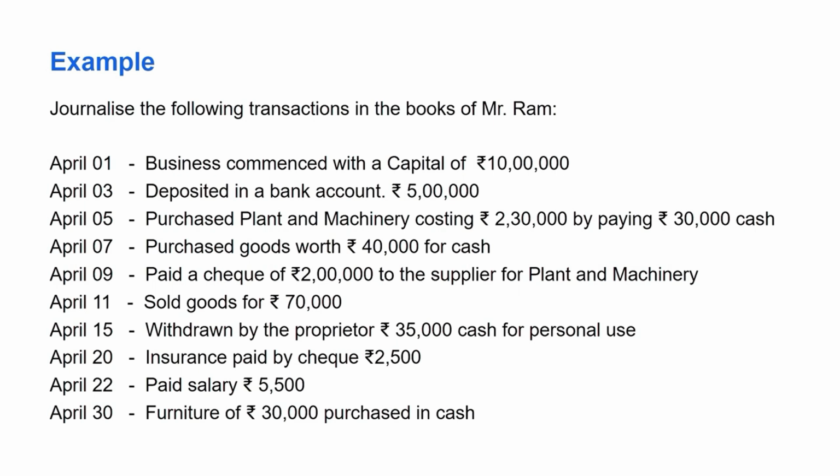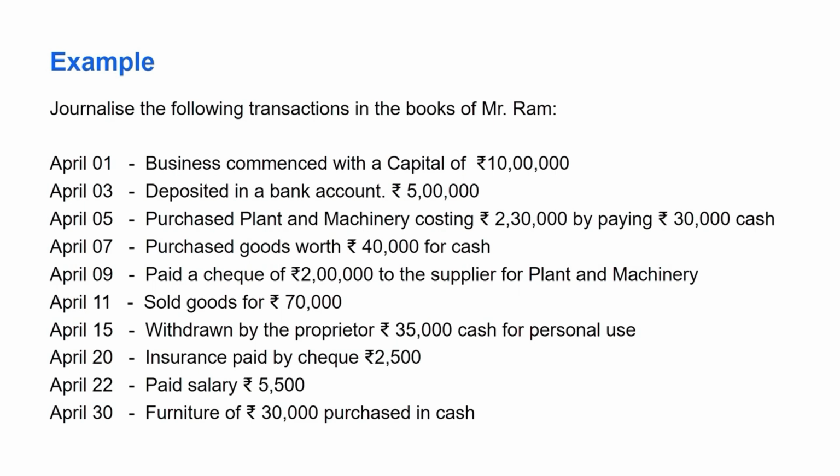April 11, sold goods for 70,000 rupees. April 15, withdrawn by the proprietor rupees 35,000 cash for personal use. It is a drawing. April 20th, insurance paid by check 2,500. April 22, salary paid 5,500. April 30, furniture of rupees 30,000 purchased in cash.